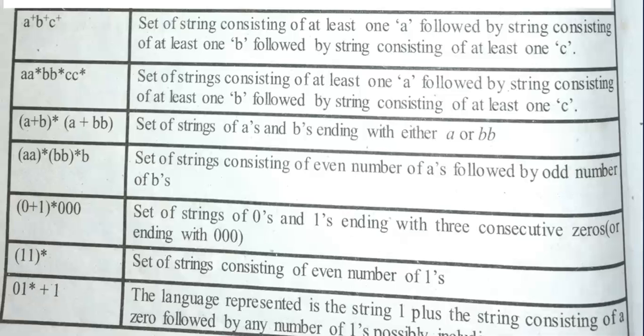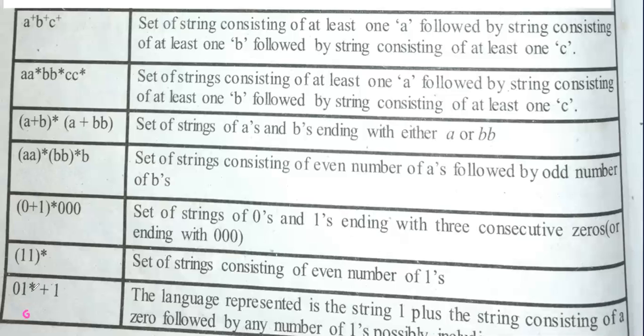The language represented is the string 1 plus the string consisting of a 0 followed by any number of ones, possibly including none. See here we will be having 1, or operator, we are having (01) whole star, 01 star we are having. It indicates what? 0.